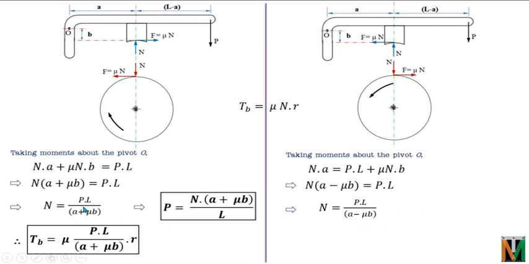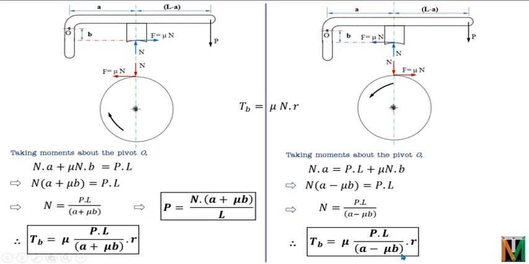Here N was PL upon A plus mu B. Here the N is equal to PL upon A minus mu B. So this will give us the torque as TB is equal to mu PL R upon A minus mu B, and similarly this will give us the value of applied force P as N into A minus mu B upon L. This is a very significant equation and we have some outcomes from this equation.